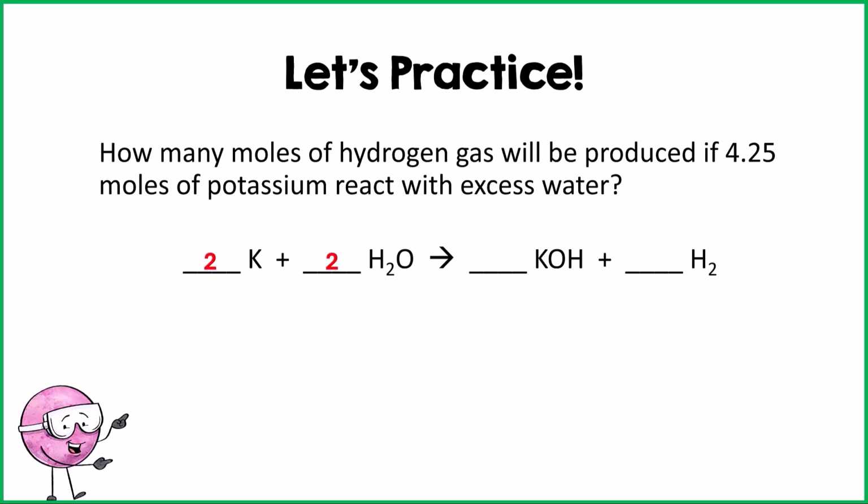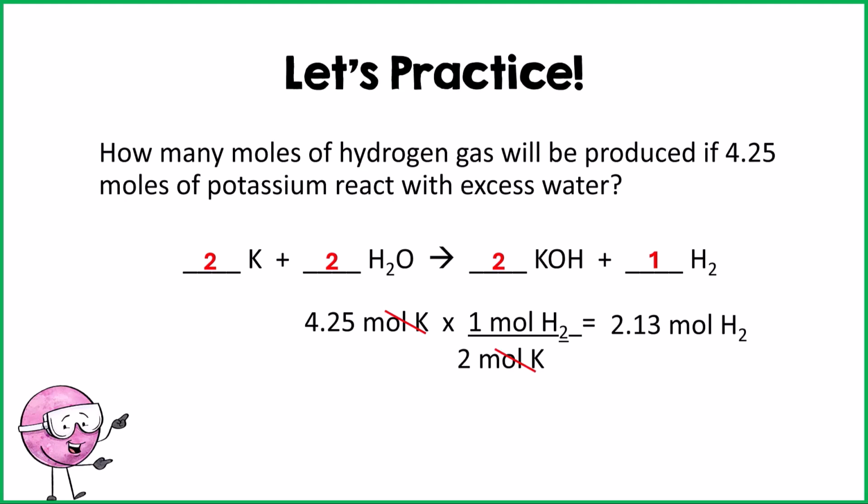Okay, this should be your balanced equation with these coefficients. And now we are going to start with our given information, 4.25 moles of potassium, and use our mole ratio here, moles of potassium on the bottom, moles of hydrogen on the top, and we're going to multiply that out. Gives us 2.13 moles of hydrogen gas.